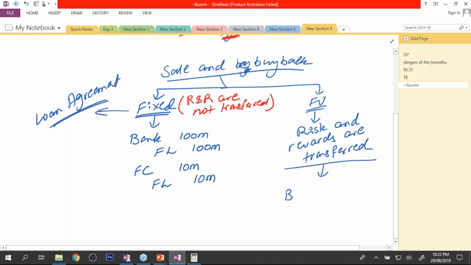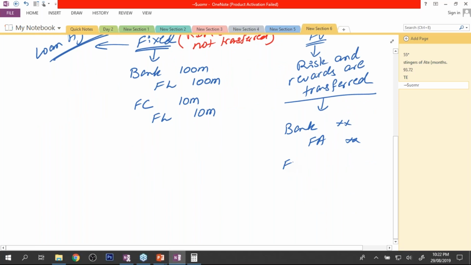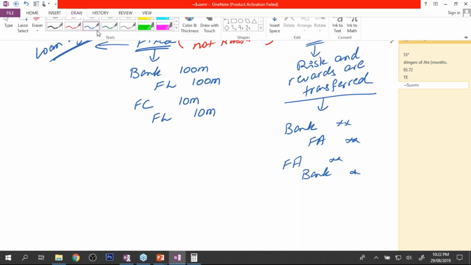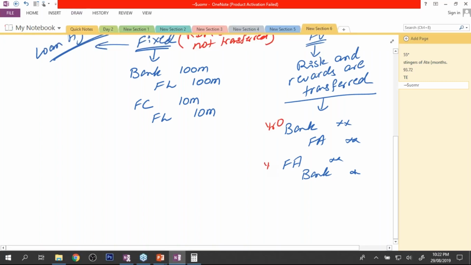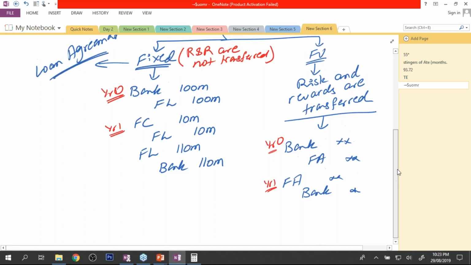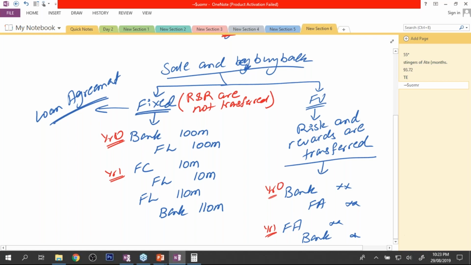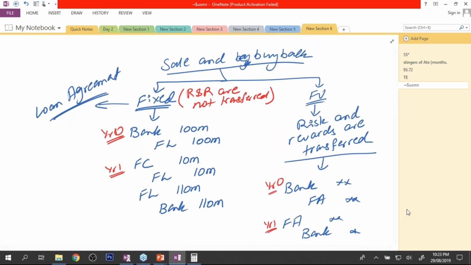So in this case, we are going to make an entry as bank debit and financial asset credit. And whenever after a year we buy back the asset, we are going to re-recognize it at that point in time. So this is the entry for year 0 and this is the entry for year 1. In the case of fixed price, this was the entry for year 0 and this was the entry for year 1. And when we buy back, we write the entry as financial liability debit by 110 and bank credit by 110. So this is the accounting for the sale and buyback agreement that we have signed.